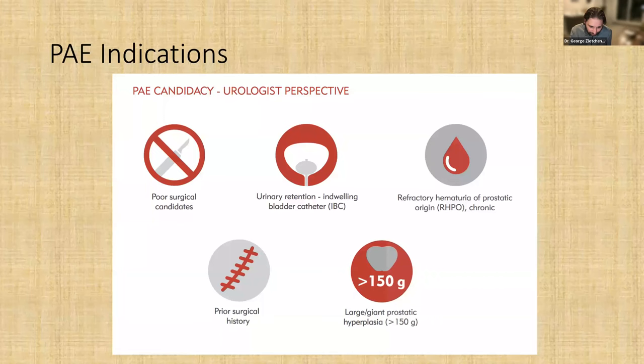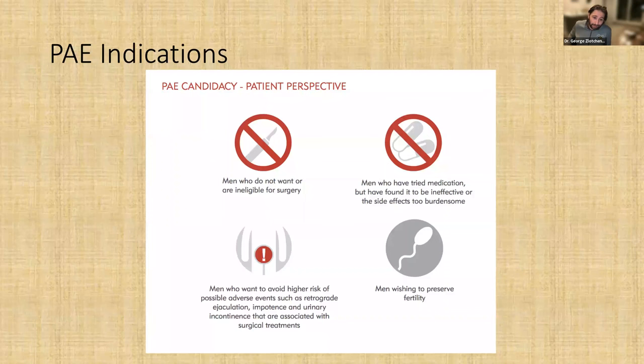From the patient perspective, there are men who don't want or are ineligible for surgery. Men who've tried medications but found them ineffective or the side effects are too much for them. And men who want to avoid the high risk of possible adverse effects like retrograde ejaculation, impotence, or urinary incontinence. And then you can mention the men wishing to preserve fertility.